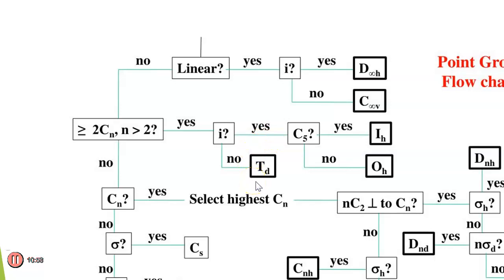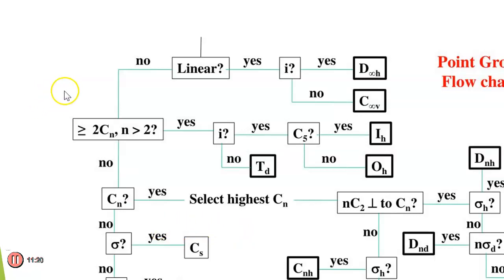And if it does not contain n C2 axes perpendicular to Cn, now check whether it contains sigma h. If yes, then the point group will be CnH. And if it does not contain any sigma h, check whether it contains n sigma v. If the answer is yes, then the point group will be CnV. If the answer is no, check whether it contains S2n. If it contains S2n, then the point group will be S2n, or else the point group will be Cn.